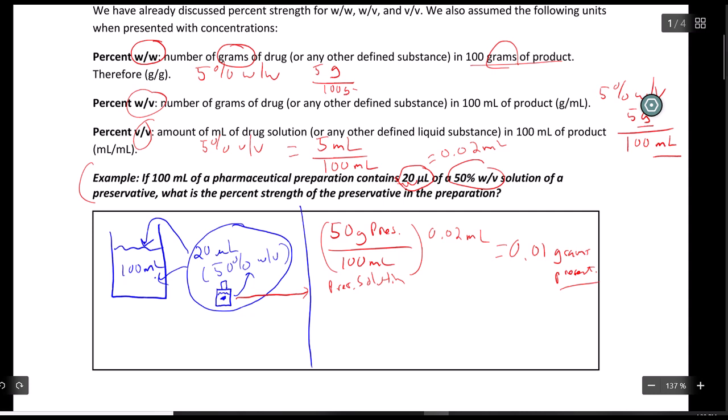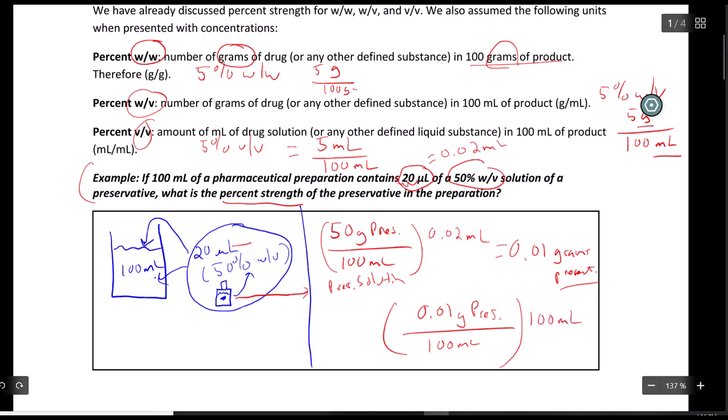So that's not telling me how much liquid I put in there. I put in 20 microliters. But inside of that 20 microliters, there is 0.01 grams of the preservative. So the final question is asking us, if I've got 0.01 grams of preservative, and that is now diluted in 100 mLs, I want to express that as a percent strength. Percent strength means out of 100.